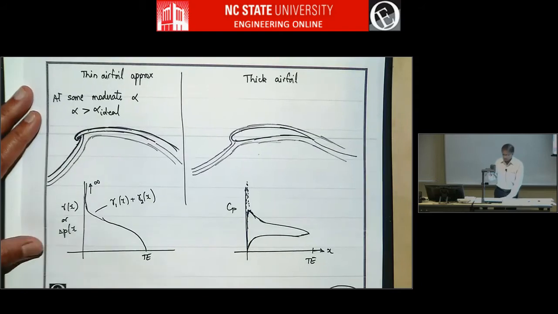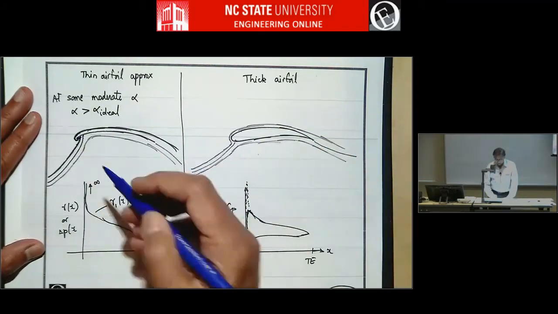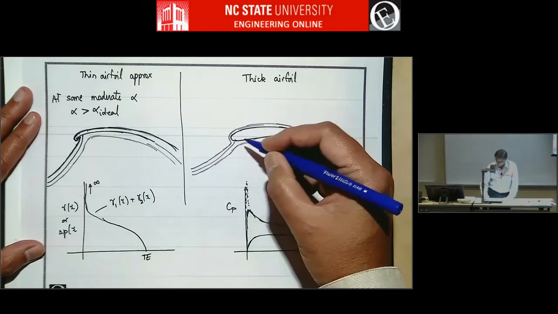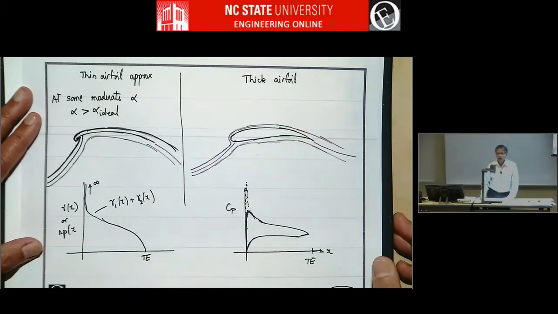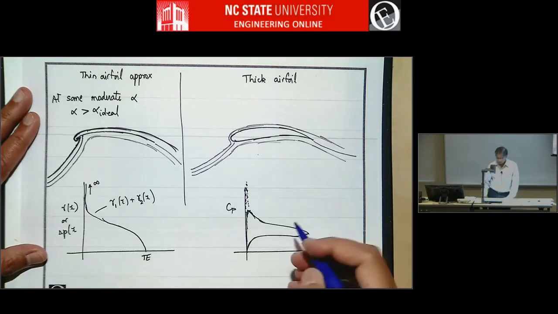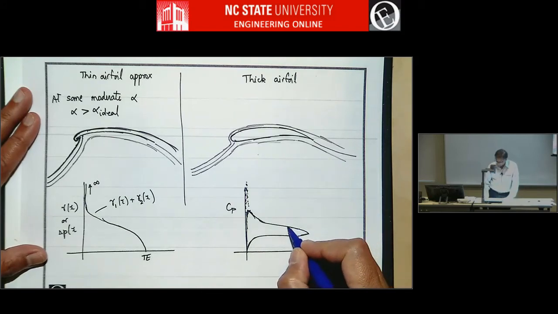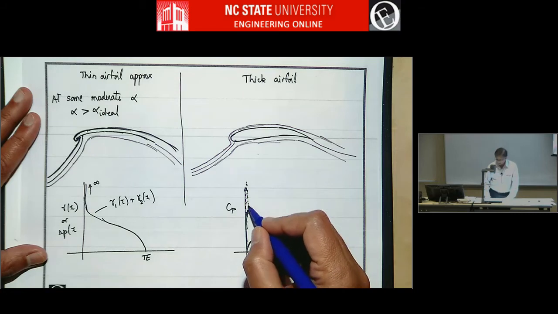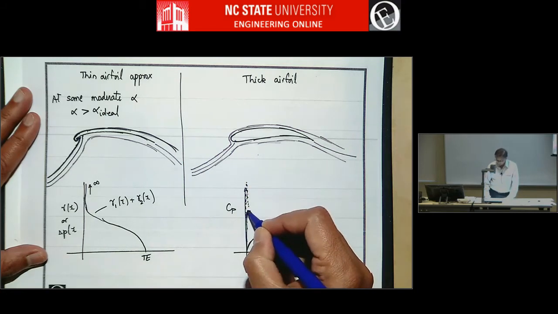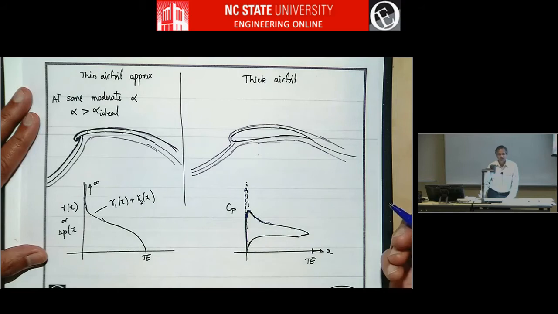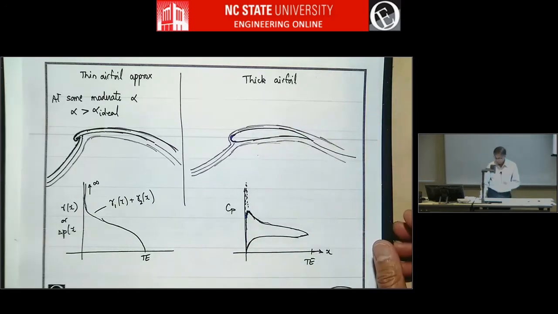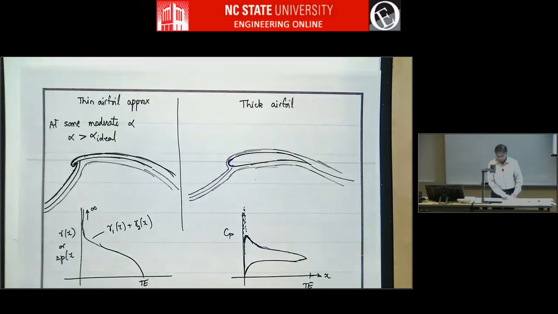But in reality, it is not a thin leading edge, right? It's a rounded, thick leading edge. So this infinity will actually get softened. There will be a tendency for the CP distribution to go to a peak, but it won't go to infinity, it will just get rounded off. And how much it gets rounded off depends on how round this leading edge is. This is when alpha is greater than alpha ideal.